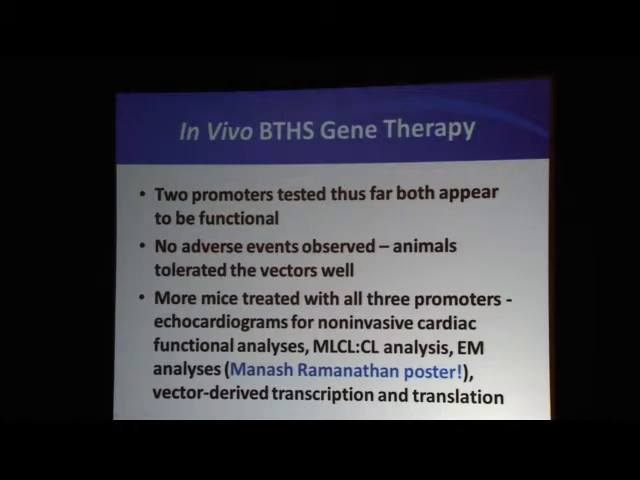We are obviously going to do all kinds of other experiments with these. We've got more mice being treated with all 3 promoters. We're going to do echocardiograms for non-invasive cardiac functional analyses, more of the MLCL analyses in the animals. We're ready to do EM analyses on these, and another poster plug, Manash Ramanathan can show you how in fibroblasts we assess mitochondrial structure. And then we really want to look at vector-derived transcription and translation. So I'd like to know, with this delivery dose, how much transcription is really coming from that delivery dose.